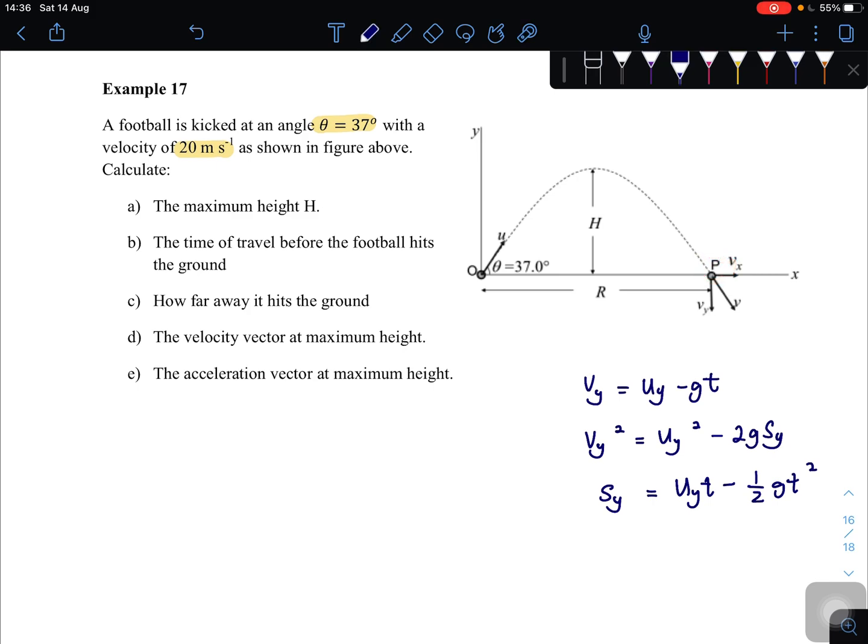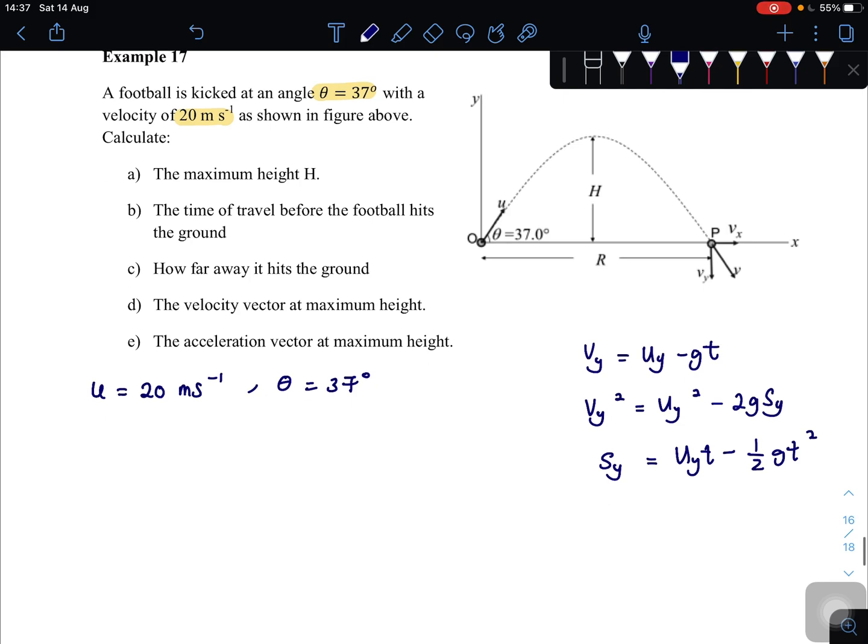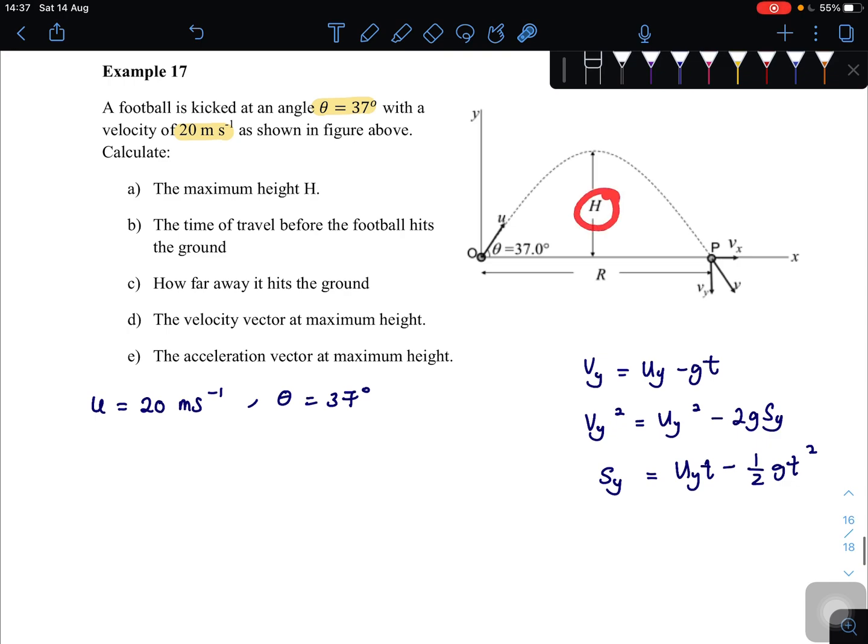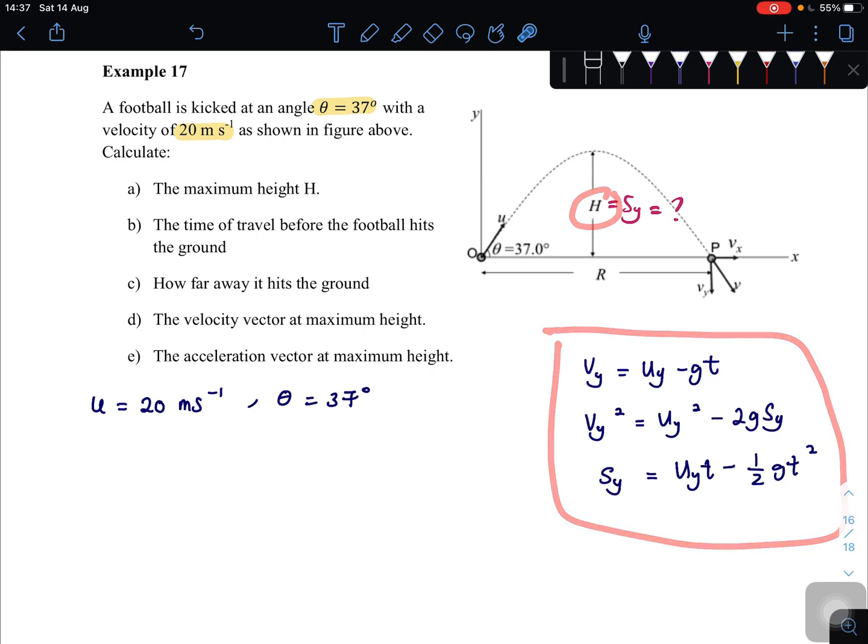Okay, so first let's write down the information. We have value for U 20 meter per second and then angle 37 degree. So first, what is the maximum height, which is the value here, which is also the same thing as the displacement at Y component. Benda yang sama. Since we don't use the label H in our formula. Sebab dalam formula dekat sini, we have SY instead of H.